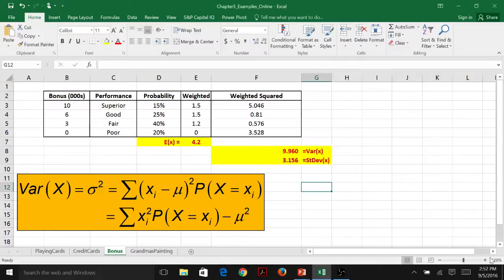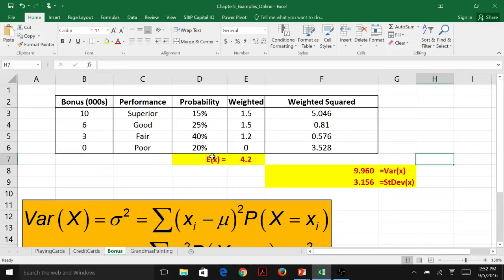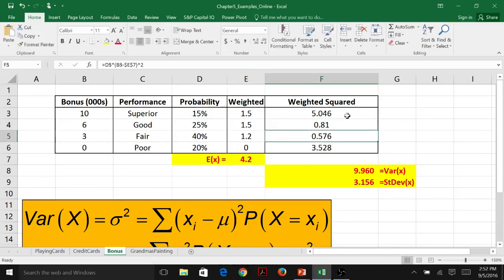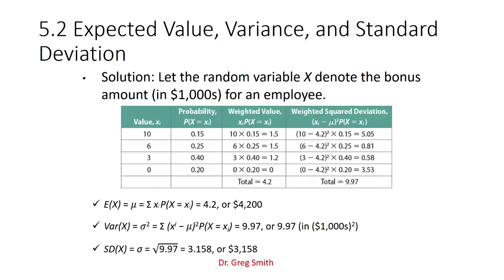So what I'm going to do, take each and I'm going to multiply. Notice what I'm doing? I'm getting the expected value. So when I sum them all up, a person would expect to get a $4,200 bonus. You can't get a $4,200 bonus, but that's what the expected or the average would be. Then what I'm going to do is multiply the probability by the bonus minus the mean squared, and I do it for each, and then I'm going to sum them all up. So my variance is this, but my standard deviation is the one that's important. It's $3,150 some dollars.